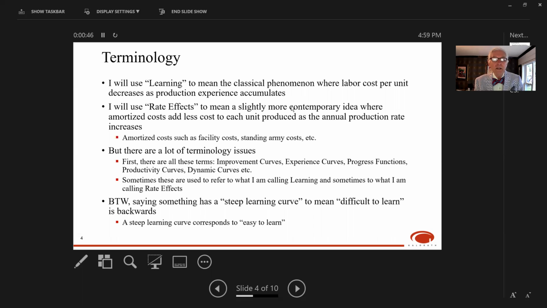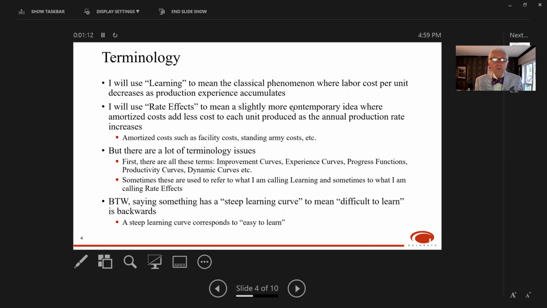I'll be using the word learning to mean the classical phenomenon where labor costs per unit come down as production quantity increases. And I'll be using the term rate effects to mean a slightly more contemporary idea where amortized costs add less cost to each unit produced as the annual production rate increases. And when I say amortized cost, I mean such things as facility costs, standing army costs, that sort of thing.